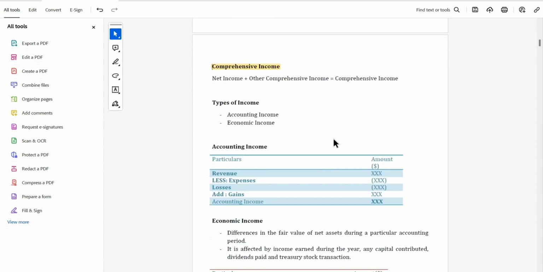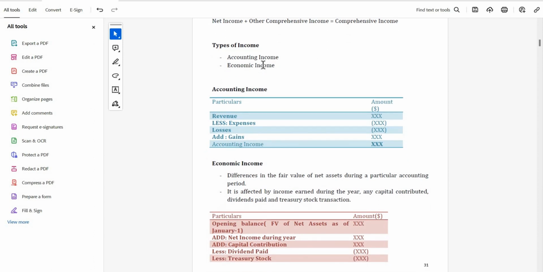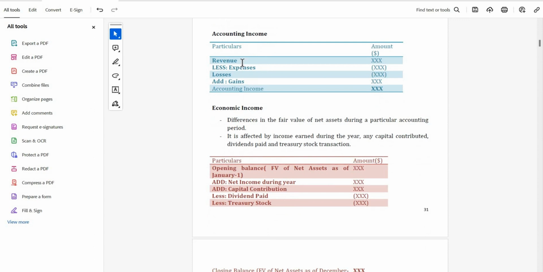So types of accounts, types of incomes. Types of incomes are categorized into two terms: accounting income and economic income. How do we derive accounting income? Accounting income is simple: revenue less expenses equals accounting income or gains, meaning accounting gains or losses. It's simple: sale minus cost, or revenue less expenses less losses if there are any, or add gains.